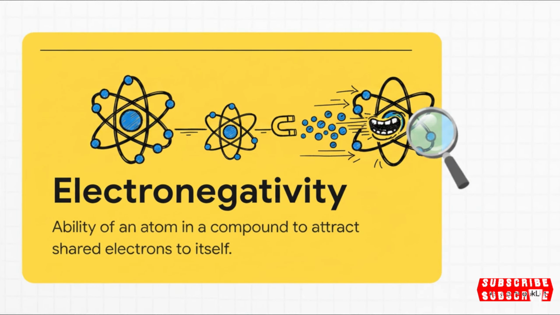All right, definition number 3, electronegativity. Now watch out here, because unlike enthalpy, which is a measurable energy, electronegativity is purely a qualitative scale. It describes the ability of an atom in a compound to greedily attract shared electrons toward itself.